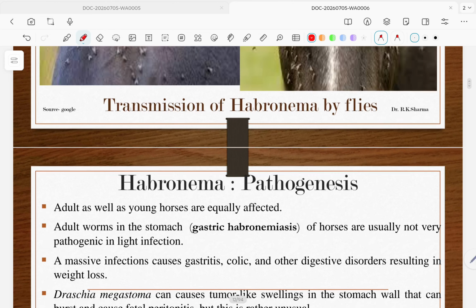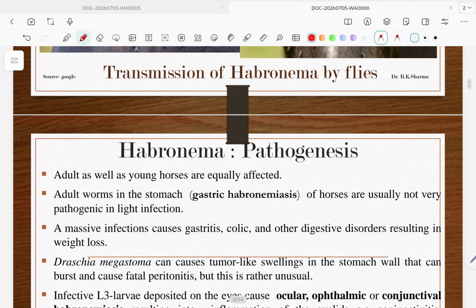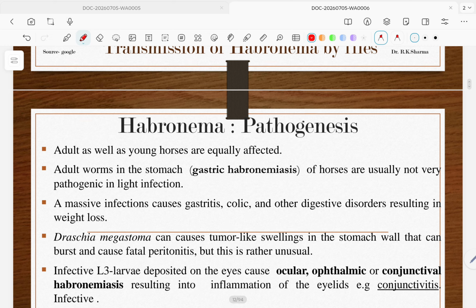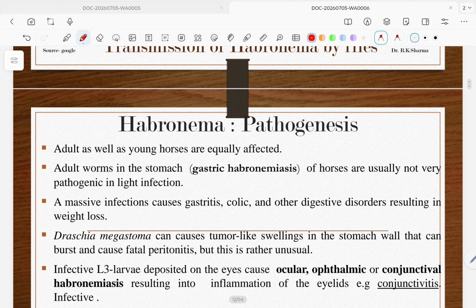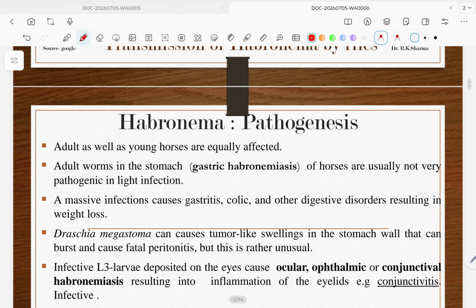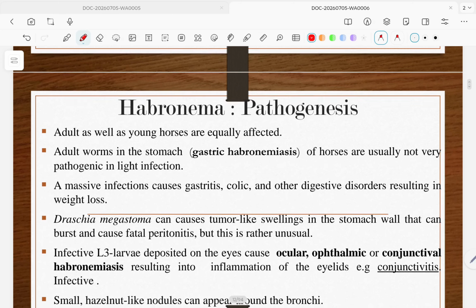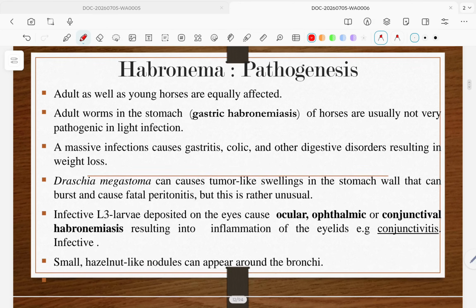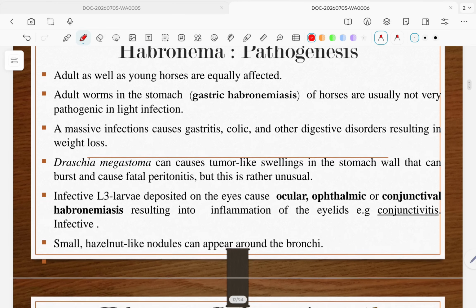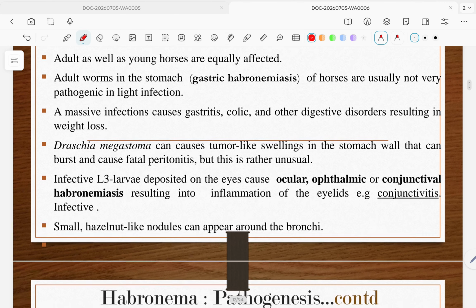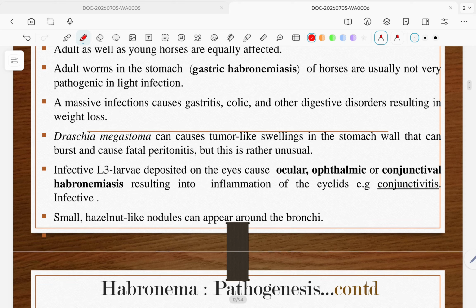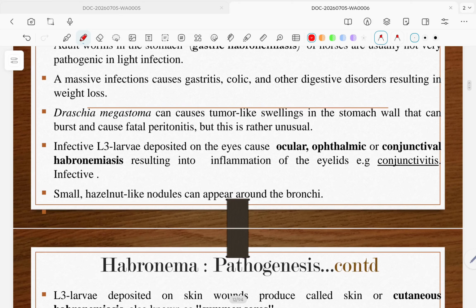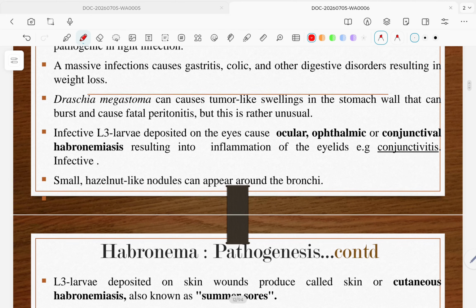Habronema pathogenesis. Adult as well as young horses are equally affected. Adult worm in the stomach. Gastric habronemiasis of horses is usually not very pathogenic in light infection. A massive infection causes gastritis, colic, and other digestive disorders resulting in weight loss. Draschia megastoma can cause tumor-like swelling in the stomach wall that can burst and cause fatal peritonitis, but this is rather unusual.